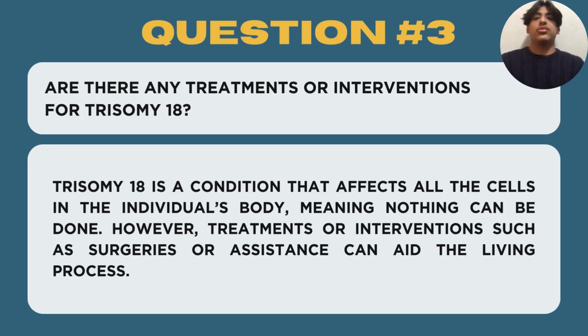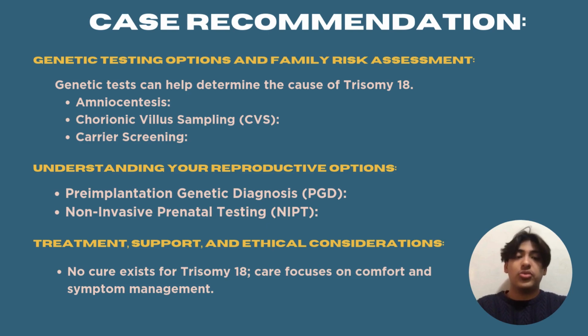Our third question is, are there any treatments or interventions for trisomy 18? Trisomy 18 is a condition that affects all the cells in the individual's body, meaning nothing can be done to cure it. However, treatments or interventions such as surgeries or assistance can aid the living process. Based on your situation and the tests conducted, we'll review the available genetic testing options, discuss your reproductive choices, and explore potential treatments. We'll also consider the ethical aspects of making decisions in this context, ensuring that you and your family have the right information to make the best and informed choice for your family.